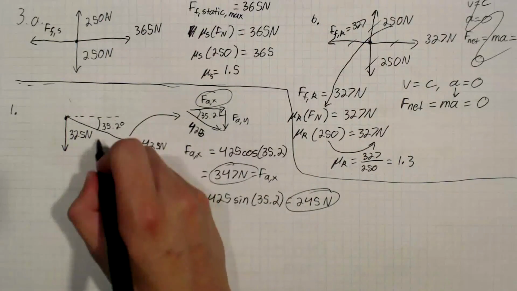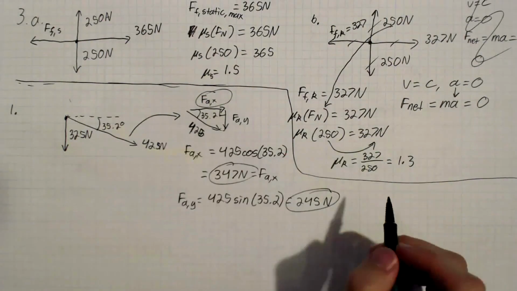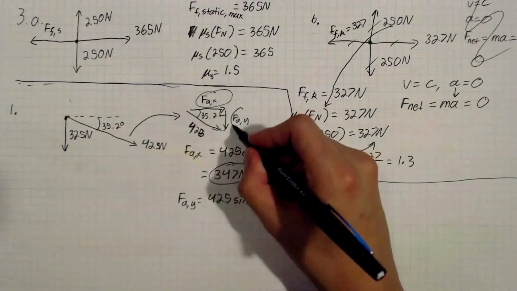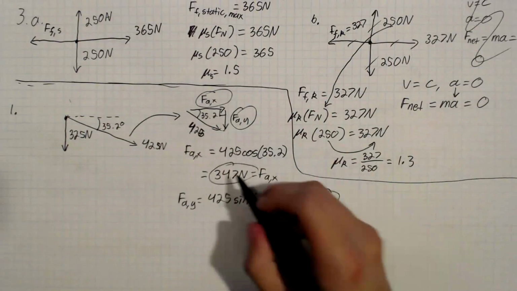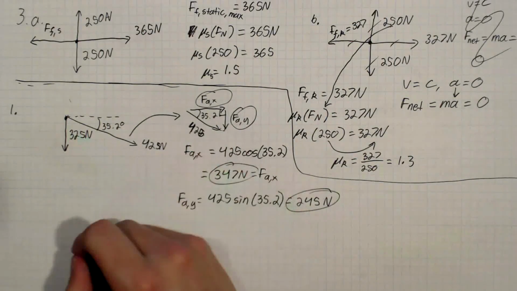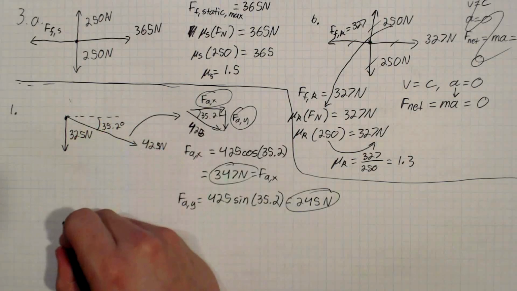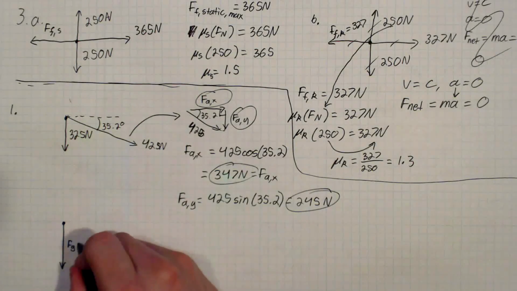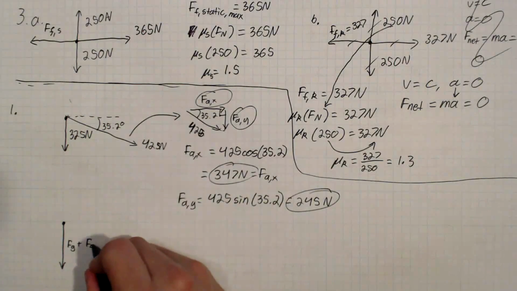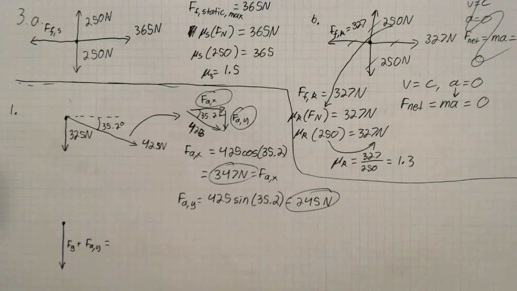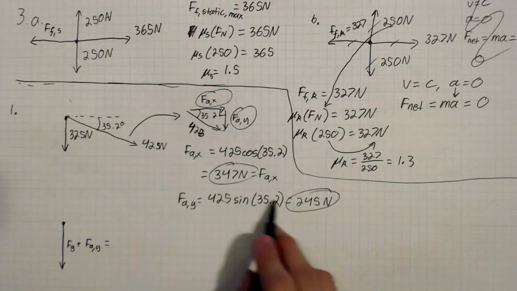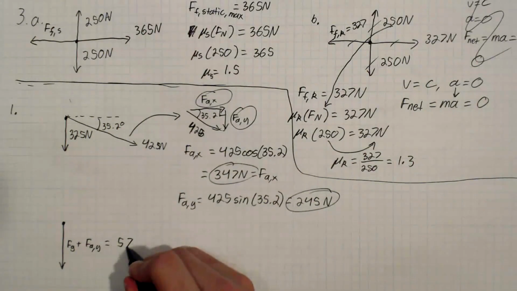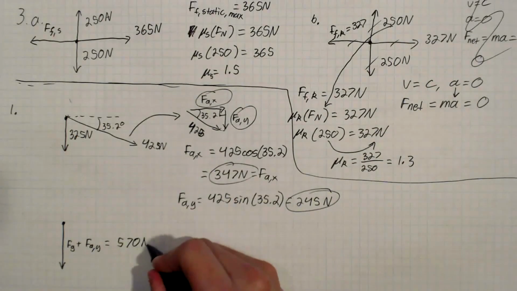So that's the first thing you want to do whenever you have a problem with an angle like this, is split it up into its x and y components. So now we have this force of 245 newtons as well as the weight pulling down. So now we're going to redraw our free body diagram, and the total force pulling down is going to be the force of gravity plus the applied force in the y direction, which in total is going to be 245 plus 325, which I believe, if I did my math right, is 570 newtons.